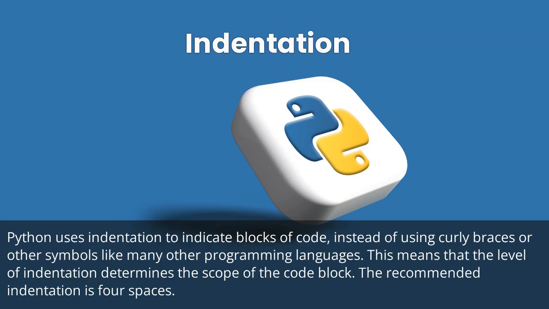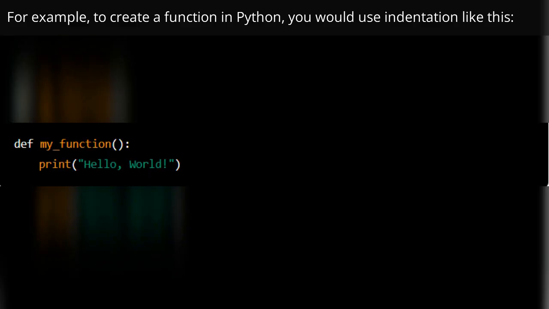Python uses indentation to indicate blocks of code, instead of using curly braces or other symbols like many other programming languages. This means that the level of indentation determines the scope of the code block. The recommended indentation is 4 spaces. For example, to create a function in Python, you would use indentation like this.